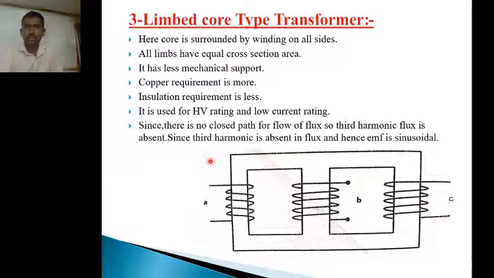Since there is no closed path here for the flow of the flux, the third harmonic flux is absent. Since the third harmonic is absent, the flux and EMF produced are sinusoidal. Here the generated flux flows inside the core only. There is no extra path for the developed flux.